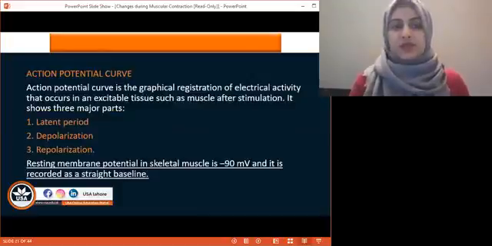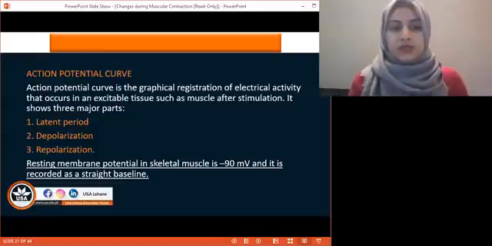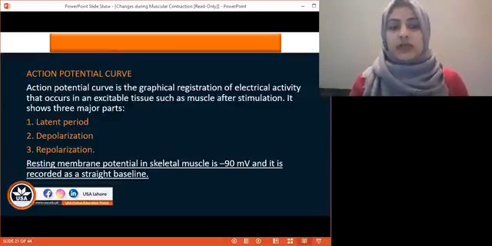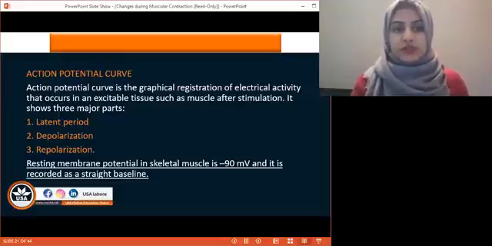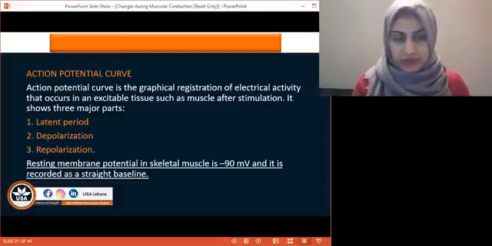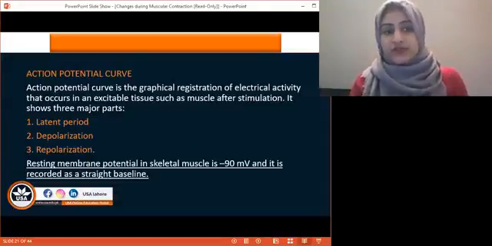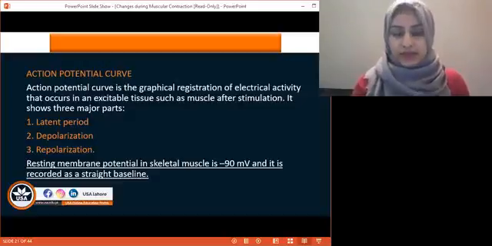Now we will discuss the action potential curve. What is the action potential curve? The action potential curve is the curve which shows the graphical registration of the electrical activity that occurs in an excitable tissue after stimulation. It shows three major parts: the latent period, the depolarization period, and the repolarization period. The resting membrane potential in skeletal muscle is minus 90 millivolts, and it is recorded as a straight baseline.